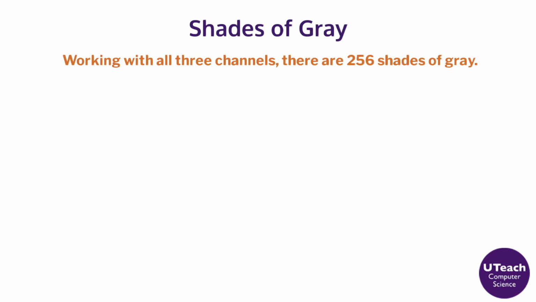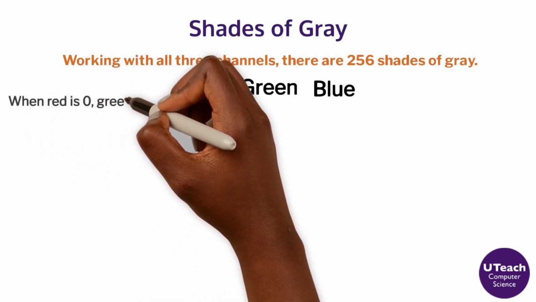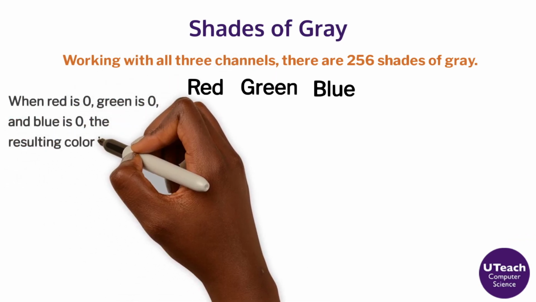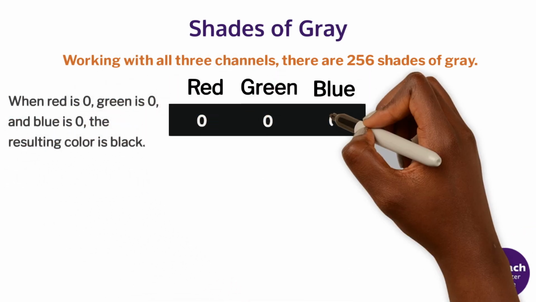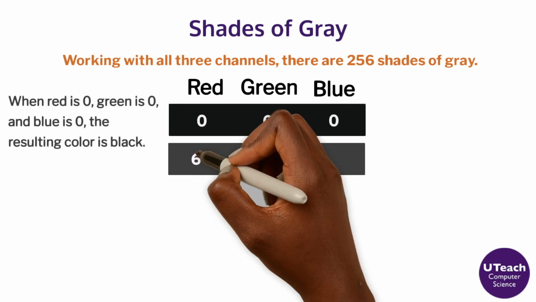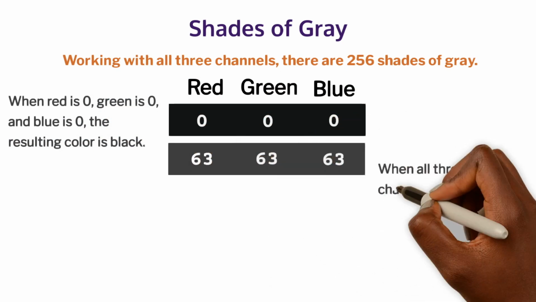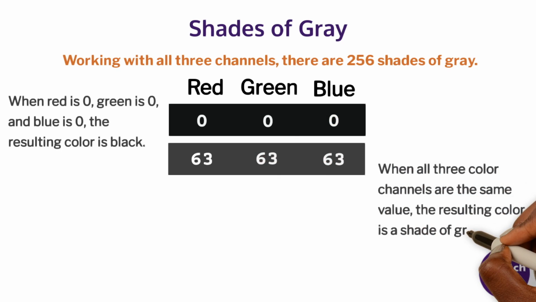Working with all 3 channels, there are 256 shades of gray. When red is 0, green is 0, and blue is 0, the resulting color is black. When all 3 color channels are the same value, the resulting color is a shade of gray.